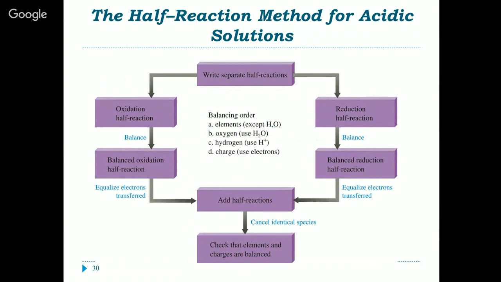Once I have my electrons there, I have to actually balance those out. So atoms are balanced, charges are balanced, electrons are balanced. Once I've done that, respectively, to each of my half reactions, I add my reactions together, cancel out, and check to make sure that what needs to be balanced is balanced. And what needs to be balanced is everything.